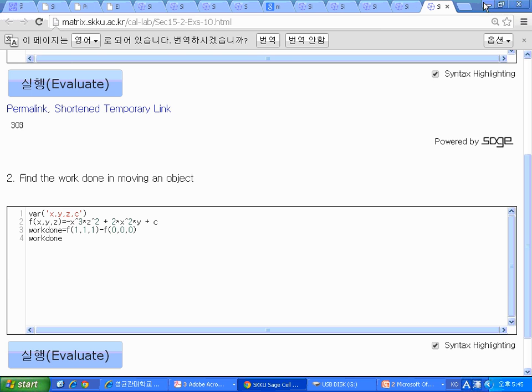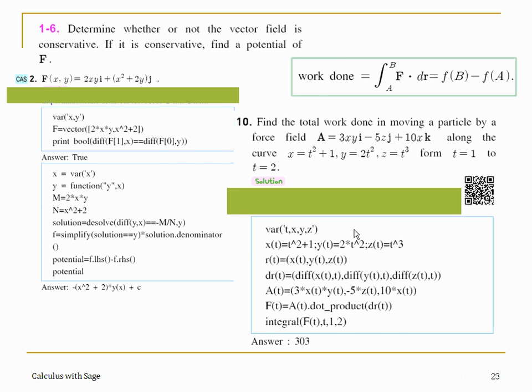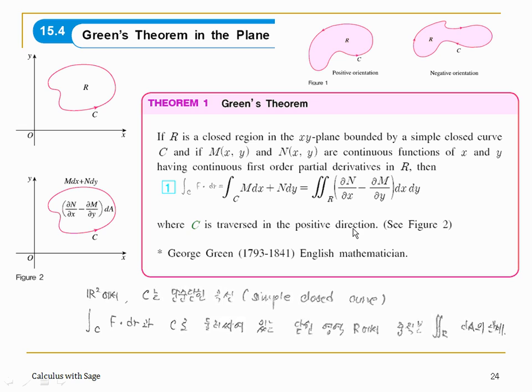Anyway, I think that this is the end of section 15.3. Later, we will see this integral can be written in this way. And this theorem is called Green's theorem. Then instead of doing the integration like this, we can do the integration in this form, which is much easier to integrate. We will deal with this one in the next class.